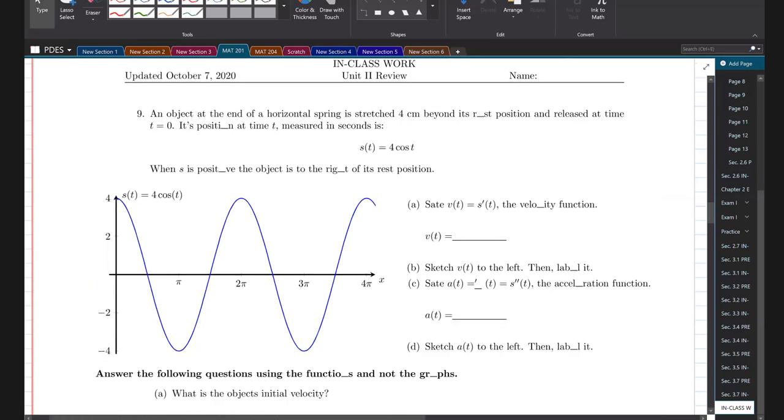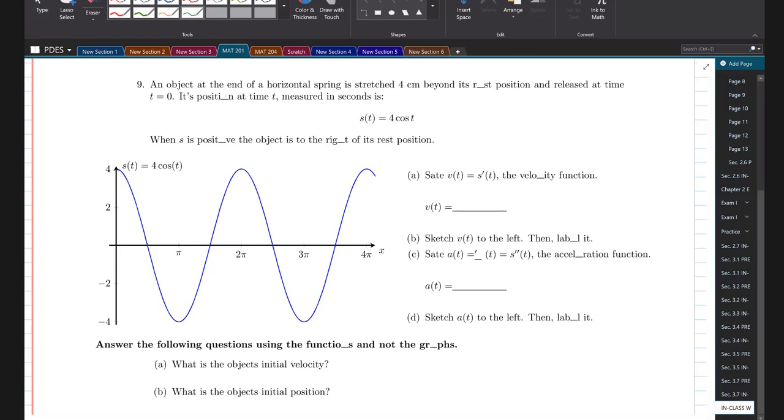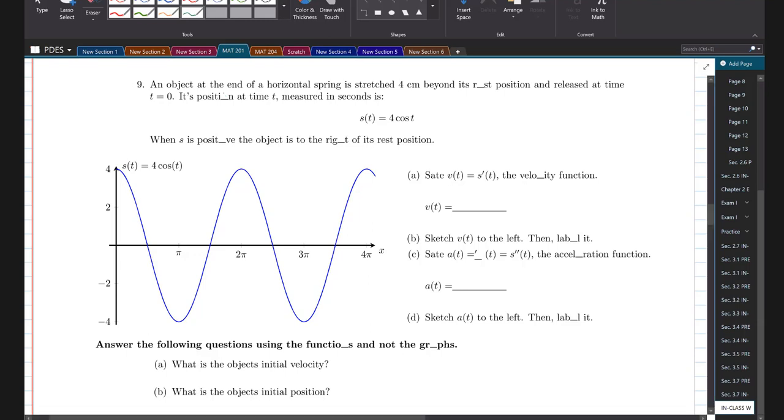Go look at number 9 real quick, because I've got a key for this and I think the key is incorrect. So we talked about this question once in class already. Maybe this is exactly the one we did in class.